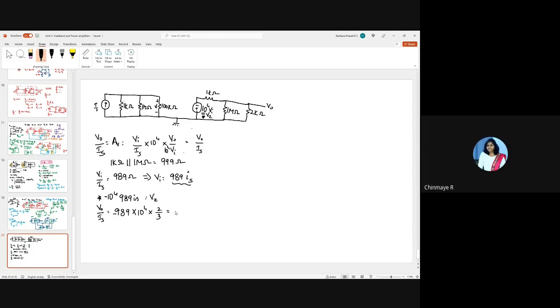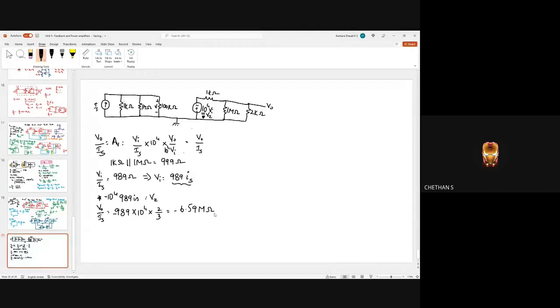Yeah, so that's approximately 6.59 mega ohms, right? V0 by IS is minus 6.59 mega ohms. This will be the open loop gain. Correct?